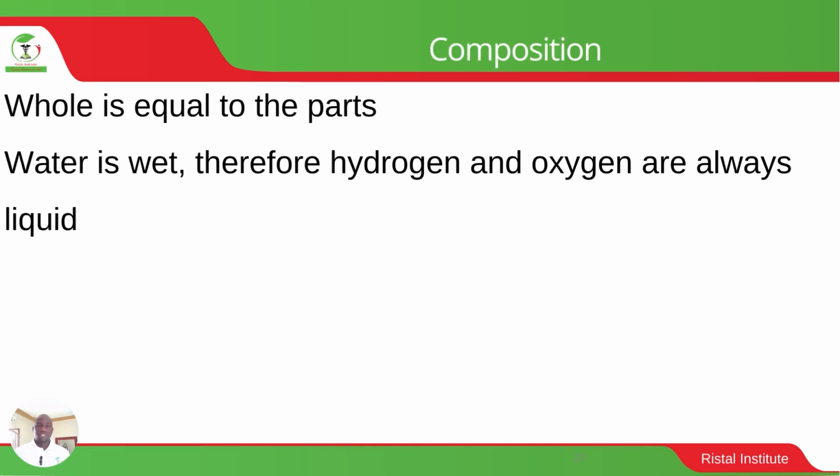Composition, the fallacy of composition. This is to say that if you have a whole, when you separate it into its parts, the parts are equal to the whole. No. It's, for example, saying that water is a liquid, it's therefore wet, and water is made up of hydrogen and oxygen, and therefore you're saying naturally hydrogen and oxygen are always liquids. So because hydrogen and oxygen, when they combine, form water, does not mean that when you split water, you get hydrogen and oxygen, which are in exact physical form like water. So that is the fallacy of composition.